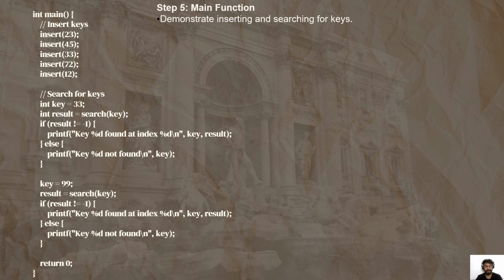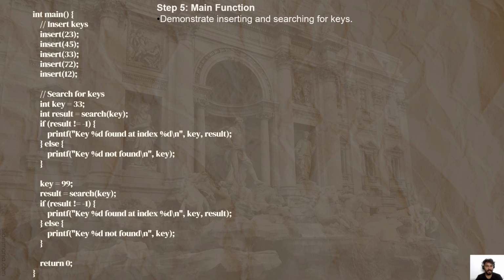By using the main function, demonstrate inserting and searching for keys. Int main, insert the key. Insert the keys 23, 45, 33, 72, and 12. Search for the key by using int result is equal to search of key. If result not equal to -1, print key %d found at index %d, key and the result, or else key not found.